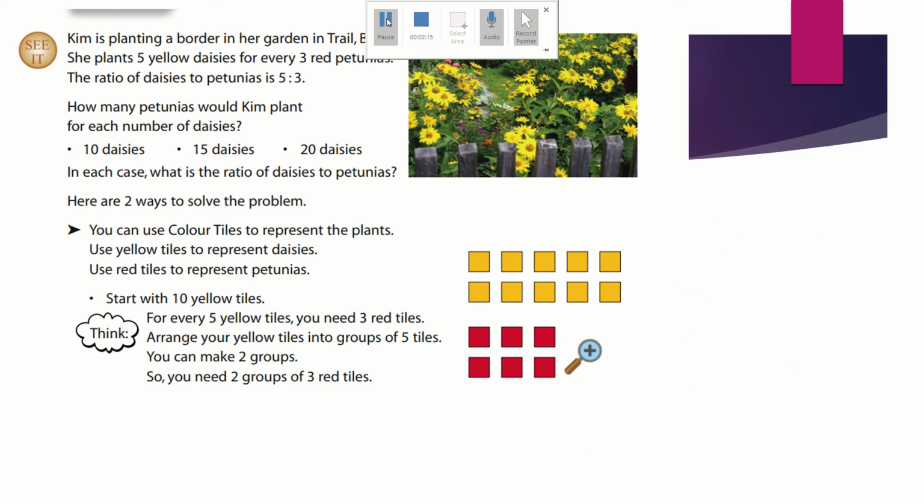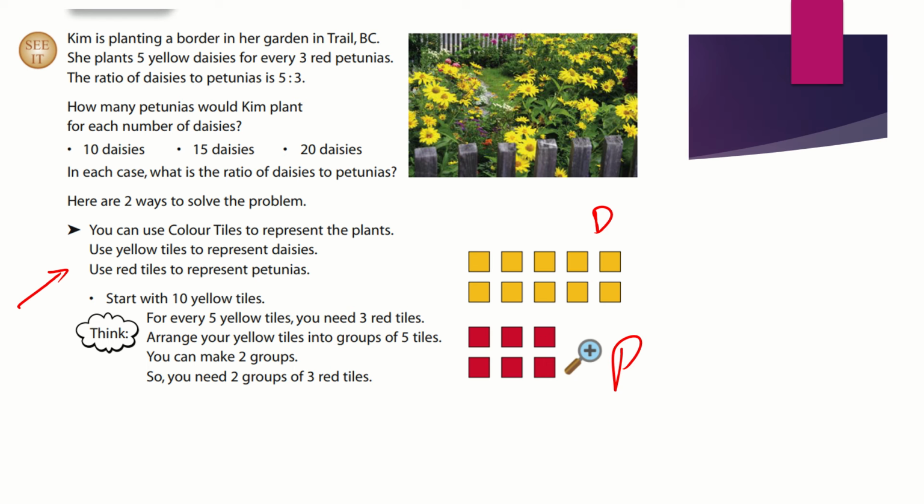So now let's do the visual. Okay, we have our color tiles here. So it says you can use color tiles to represent the plants. Use yellow to represent daisies. So this is daisies, and then petunias is red. So it says start with 10 yellow tiles, because that's our goal here. What I'm going to do though is group them into 5 right now. So we got 2 groups of 5. Okay, we have 10 daisies.